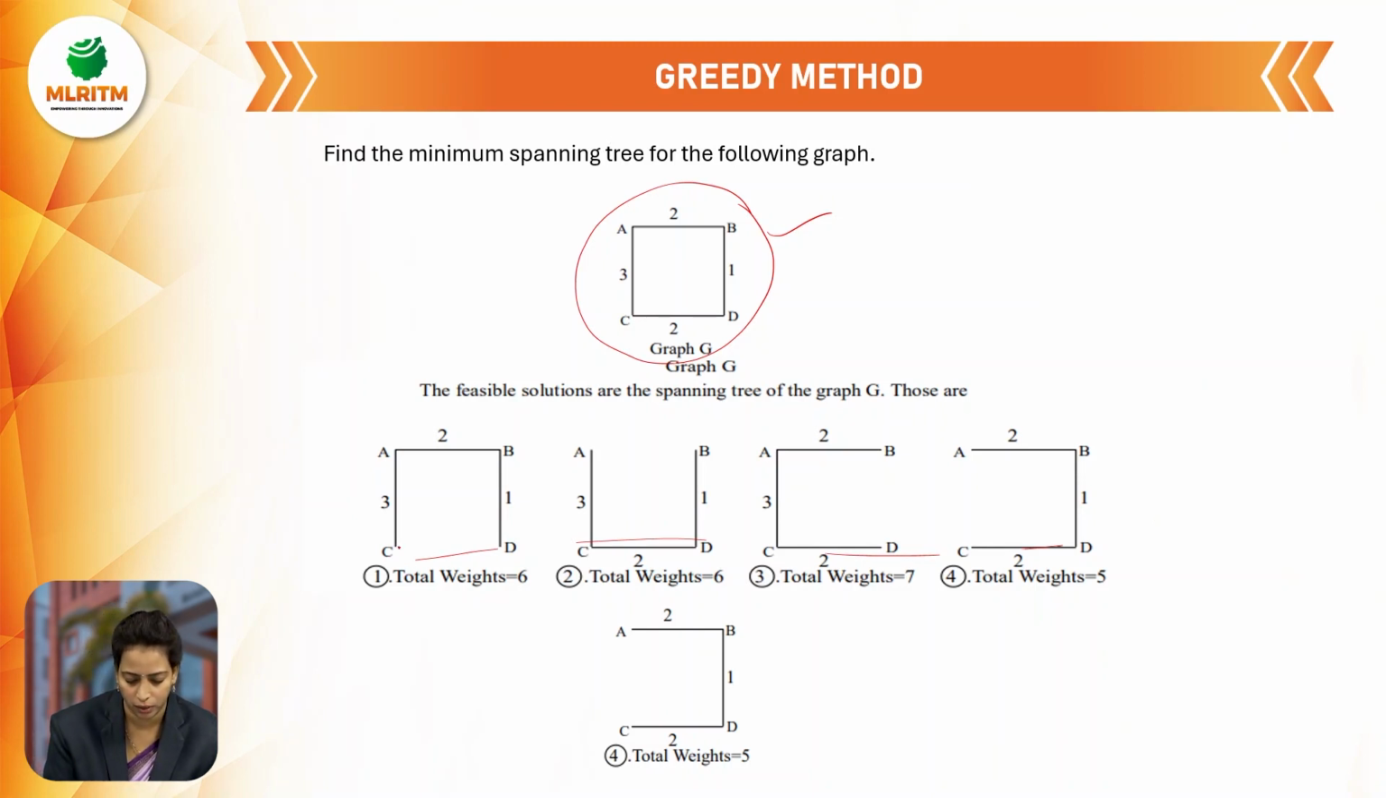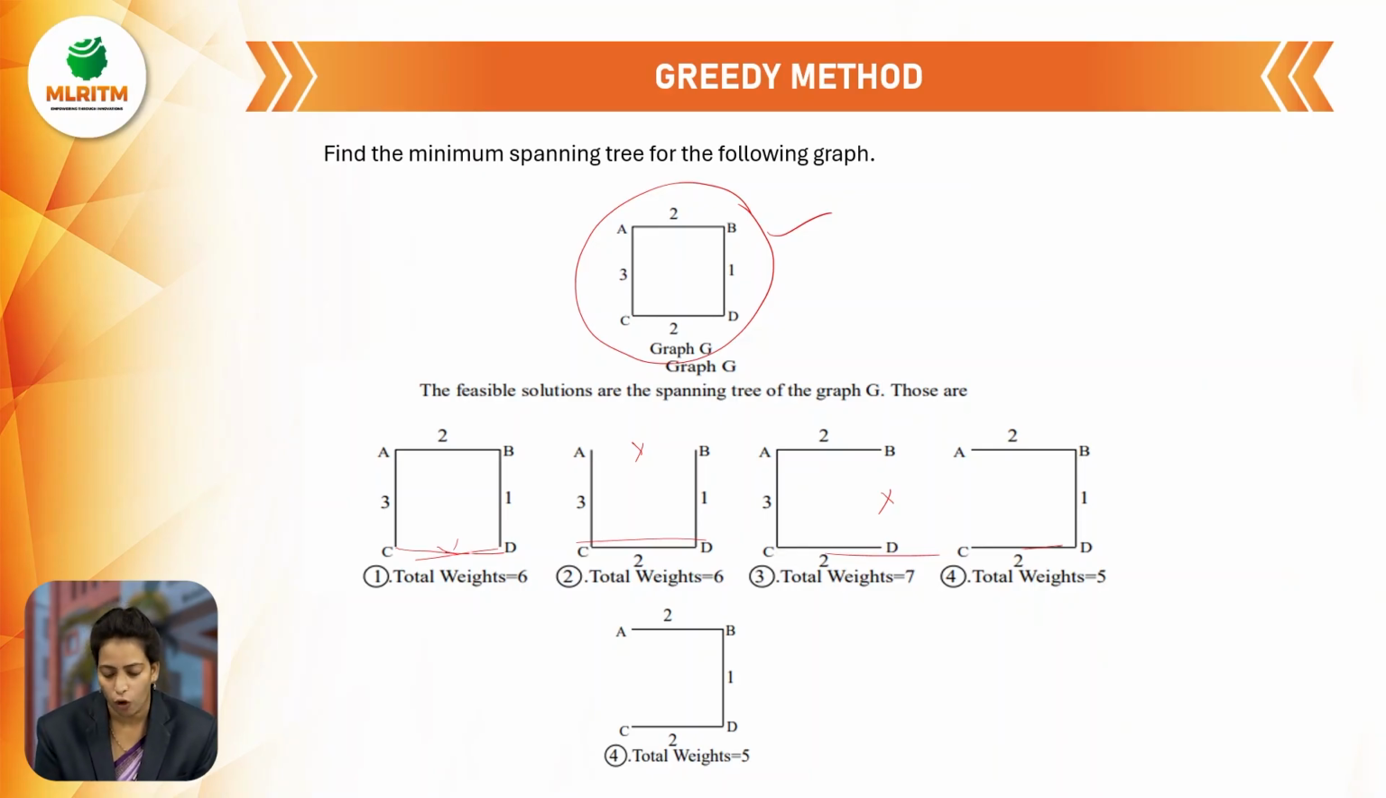So why is the C to D edge missing? Because it forms a cycle, so discard that edge. Next, the second one: A to B is also weight 2, but it also forms a cycle, so remove that edge also. In the third one, B to D cost is 1, but it forms a cycle, so remove that edge. Next, A to C weight is 3, but it also forms a cycle, so remove that edge. Total how many feasible solutions are obtained? Total 4 possible solutions are obtained.